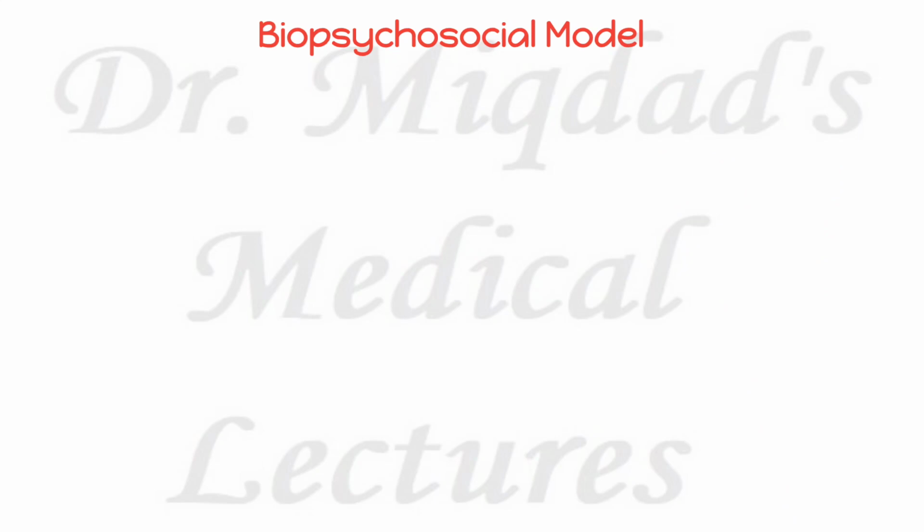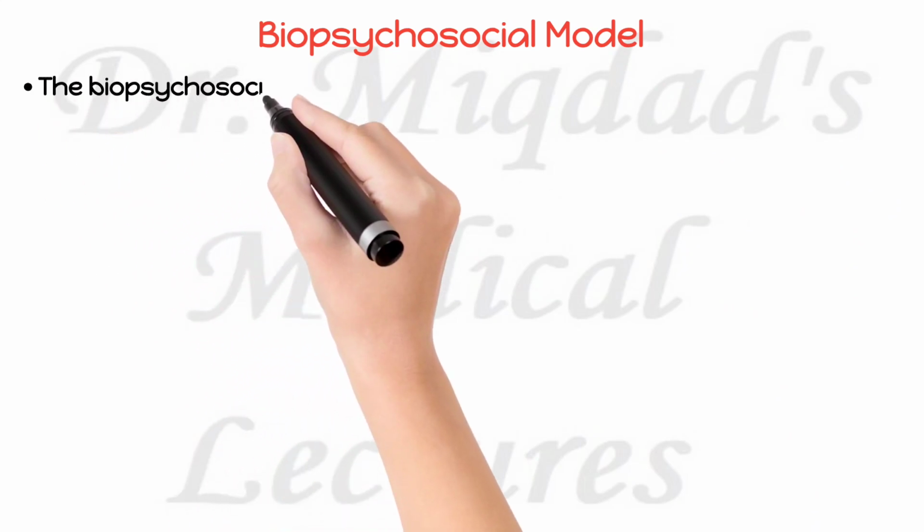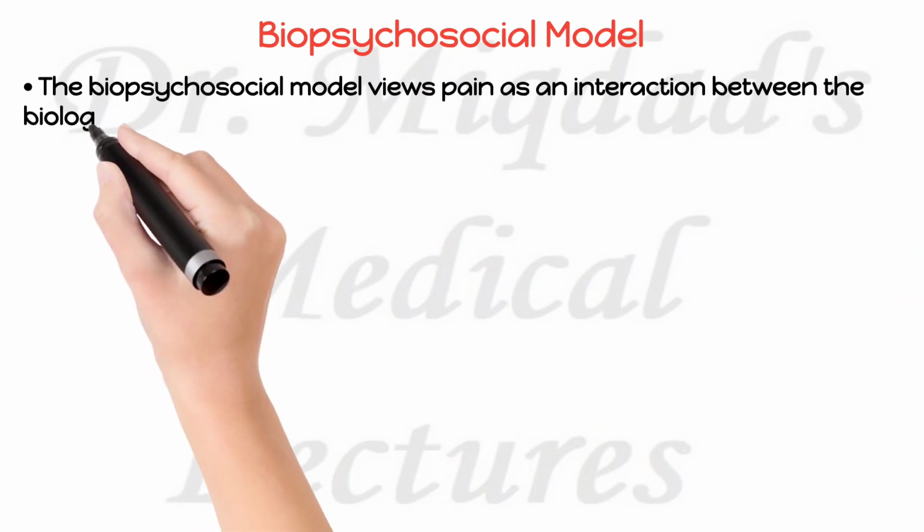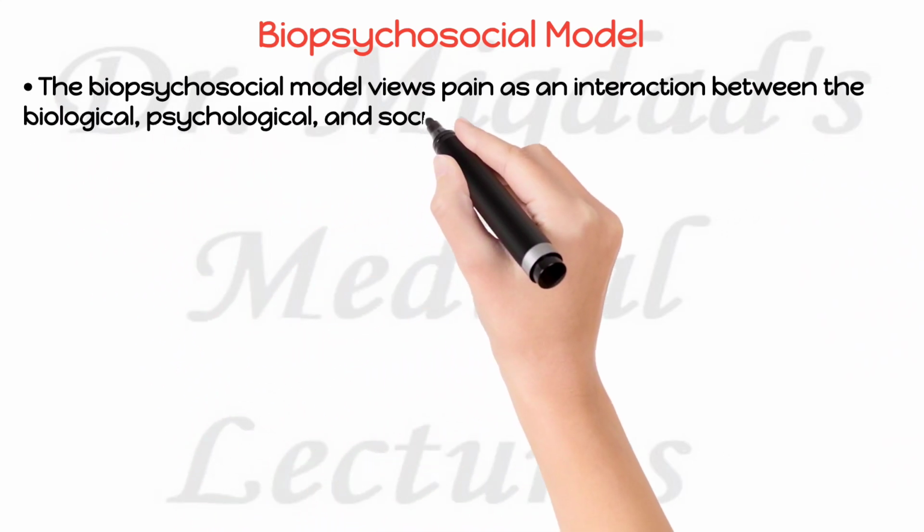To understand this, we must understand that pain is not just a simple expression of tissue damage and is not always proportional to tissue damage, but it is altered by multiple factors which can be explained by the biopsychosocial model of pain perception. So the biopsychosocial model views pain as an interaction between biological, psychological and socio-cultural variables.